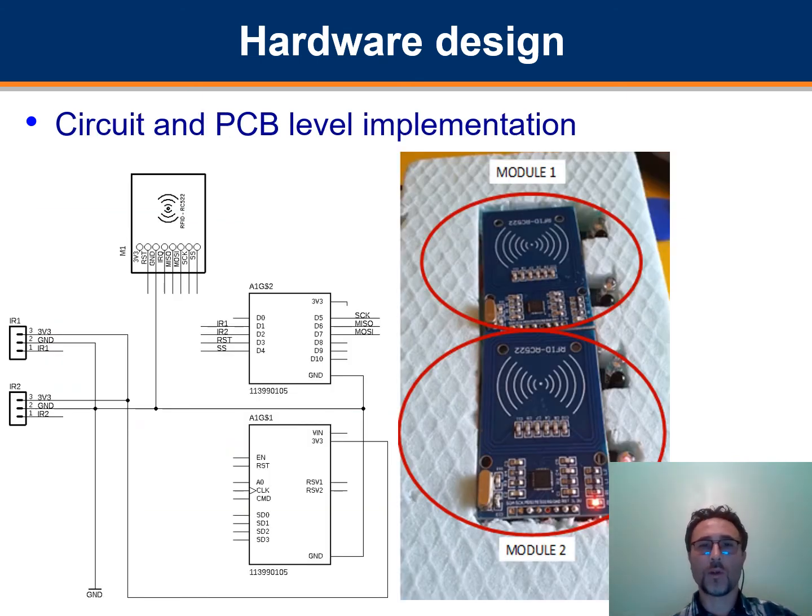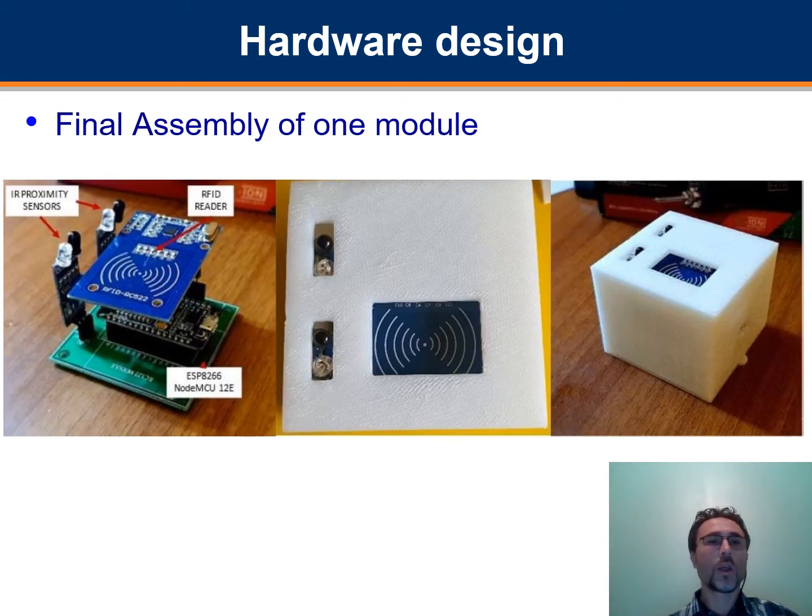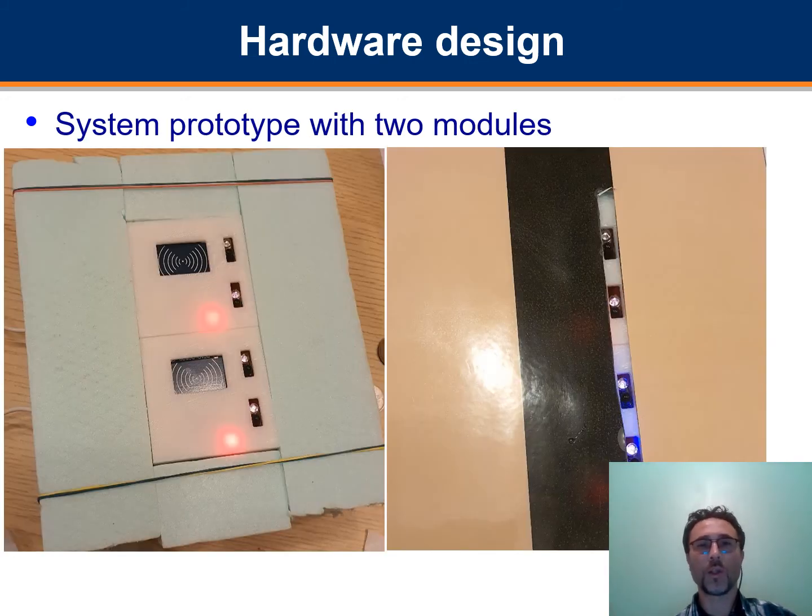Here we have a few pictures with the circuit and the PCB level of the implementation. Here we have two modules, so the distribution of two modules in a prototype floor. Here we have on the left side a PCB attached with the ESP module. On top of it we have the RFD tag, and near we have the two proximity sensors, the infrared ones. Everything is encapsulated in a custom 3D printed enclosure, and after these enclosures are encapsulated into the floor.